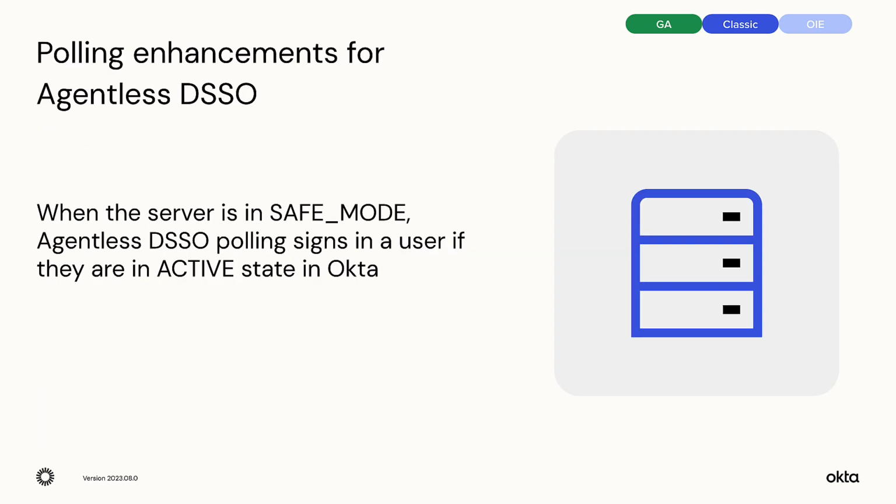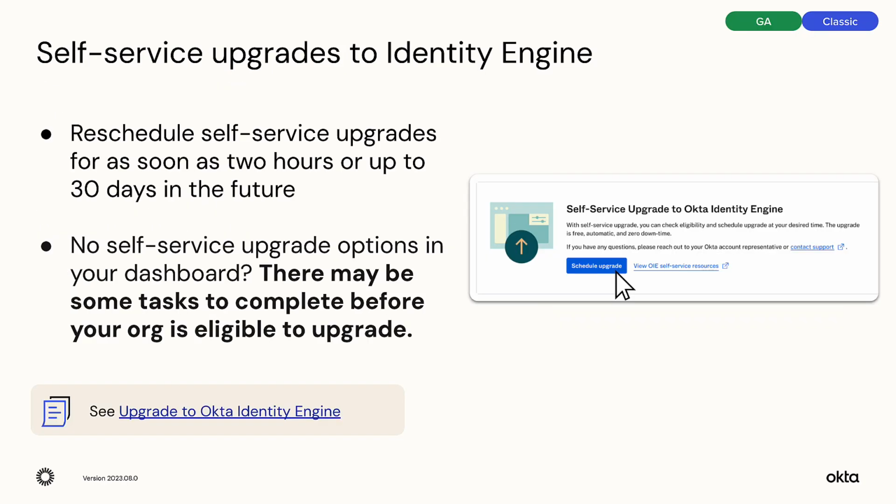Polling enhancements for Agentless DSSO. When the server is in safe mode, Agentless DSSO polling signs in a user if they are in active state in Okta. Self-service upgrades to Identity Engine. Admins can now reschedule their self-service upgrades for as soon as 2 hours or up to 30 days in the future.